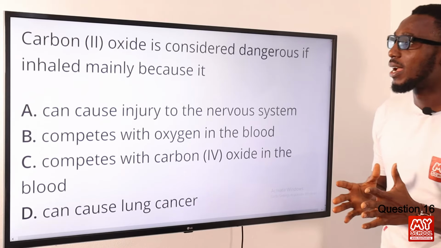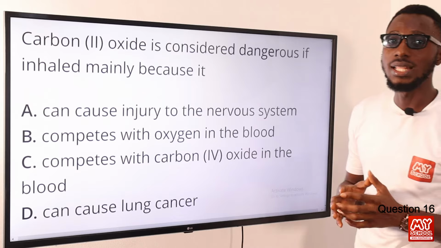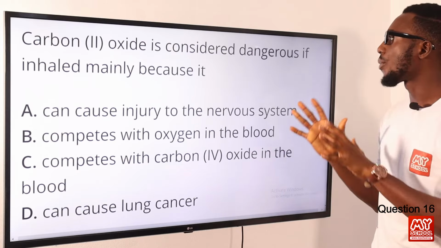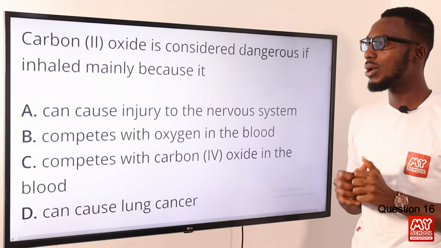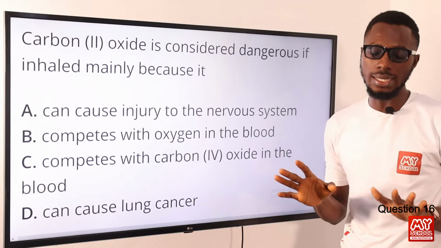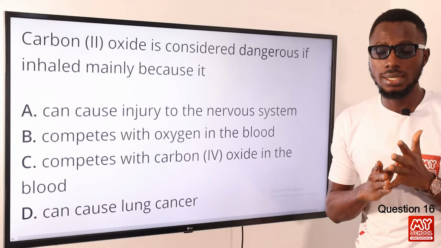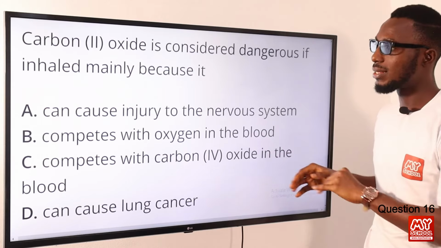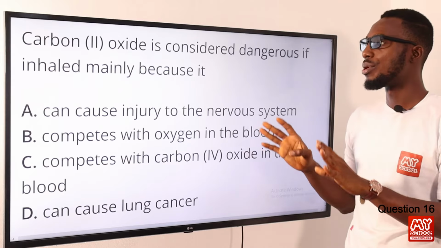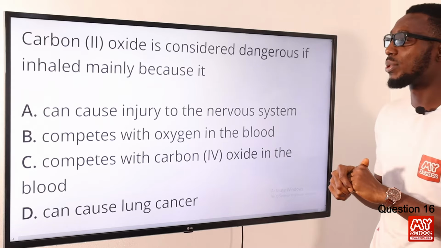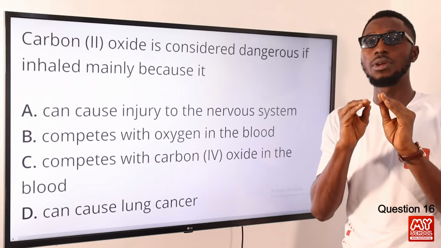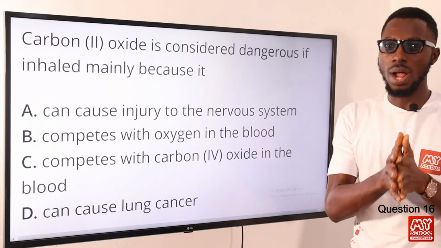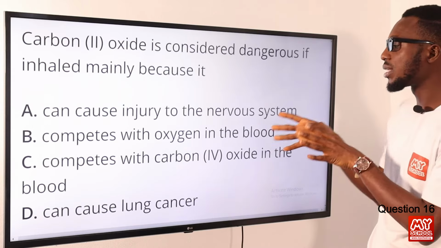16. Carbon 2 oxide, or you can refer to it as carbon monoxide, CO for its chemical formula. It's considered dangerous if inhaled, mainly because it's a colorless, odorless, tasteless gas that is slightly less dense than air. The reason why it is considered dangerous is because as little as 0.5% of it in air can actually lead to death. Why? Because it competes with the oxygen in the blood.